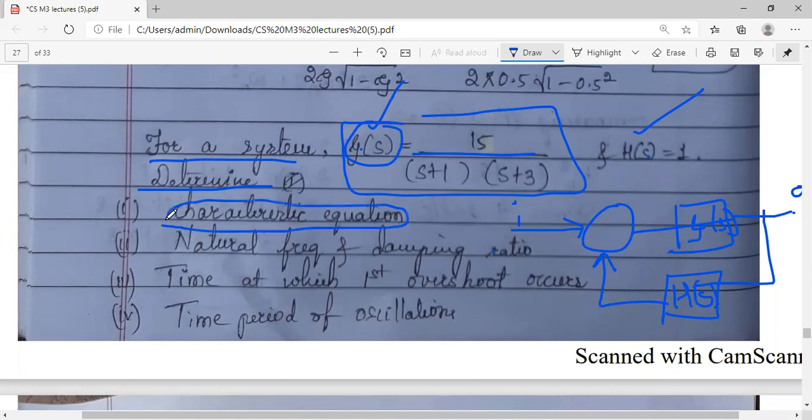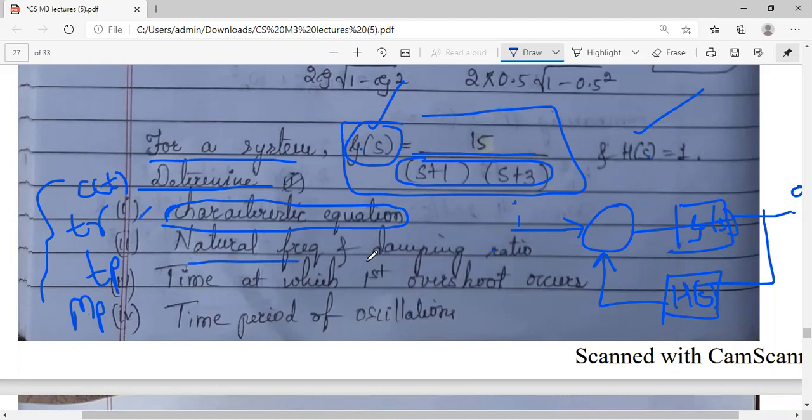In the previous session, we solved how to find the time response, that is c of t. Then we saw how to find the rise time, peak time, and maximum overshoot. But characteristic equation, what do you mean by this? If you remember, in your differential equations also, you go for characteristic equations to find the roots. The polynomial that comes in the denominator, that we call the characteristic polynomial or the equation. So that is the first question.